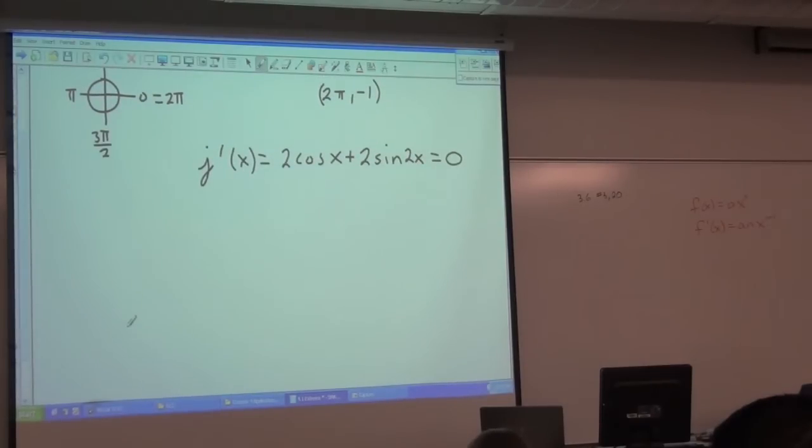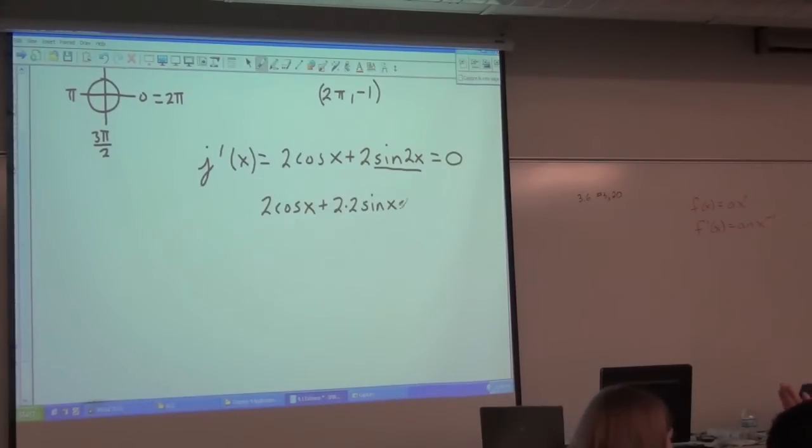So without a calculator, right here we're going to have to remember our double angle identity. What is sine of twice an angle? It's 2 sine of the angle times cosine of the angle.